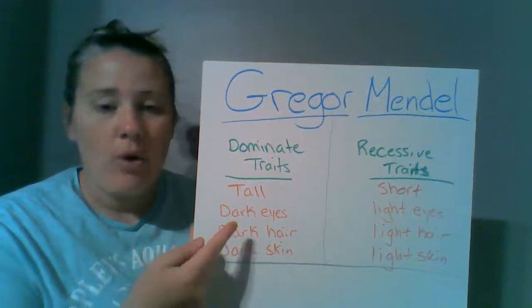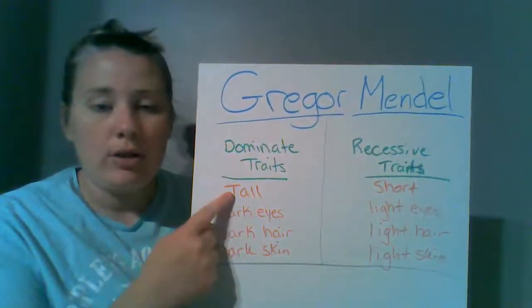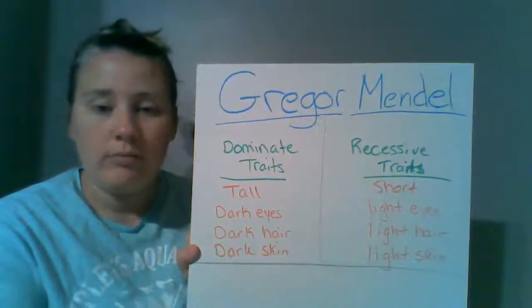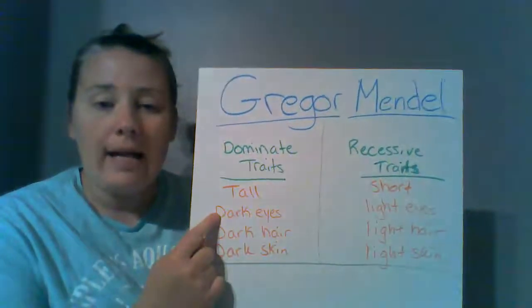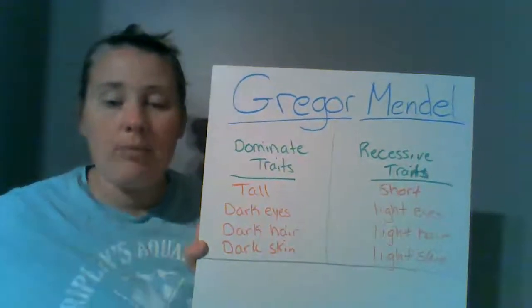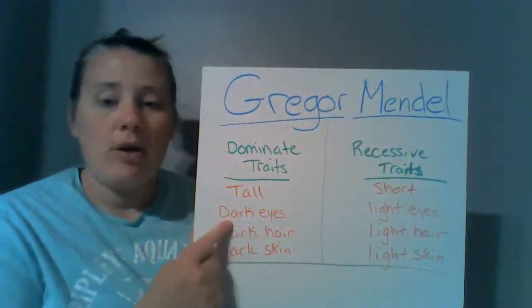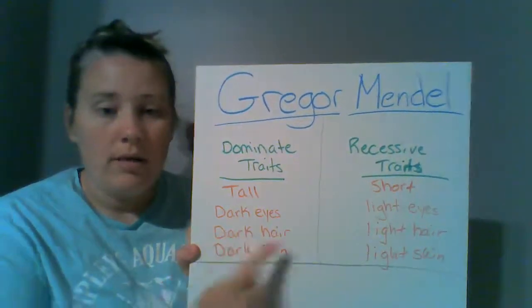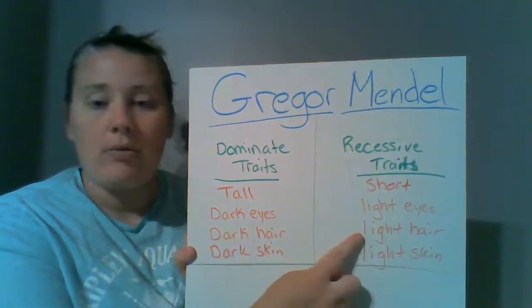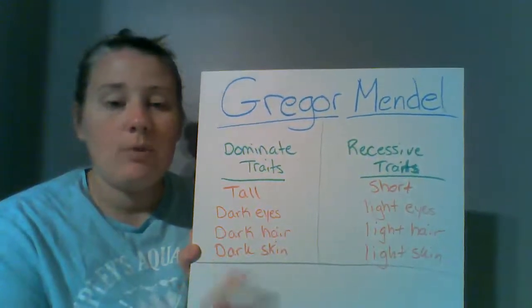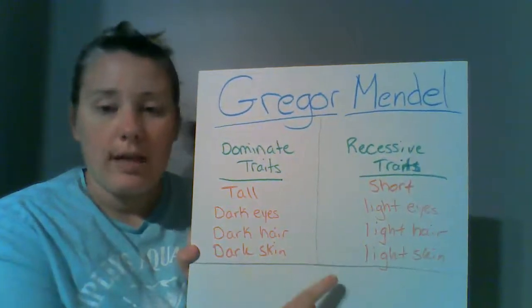Some of our dominant traits are tallness. Being tall is more dominant than being short. Having darker eyes, so brown eyes, hazel eyes, is more dominant than having light eyes like blue or green. Having darker hair is more likely and more dominant than having lighter hair like blonde or red hair. And having darker skin is more dominant than having lighter skin.